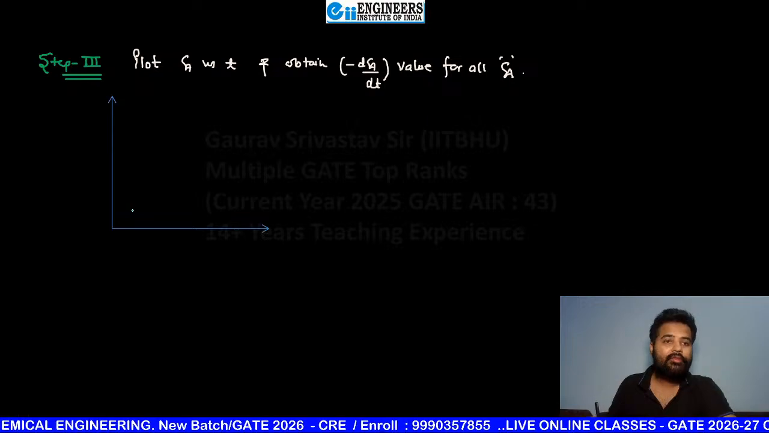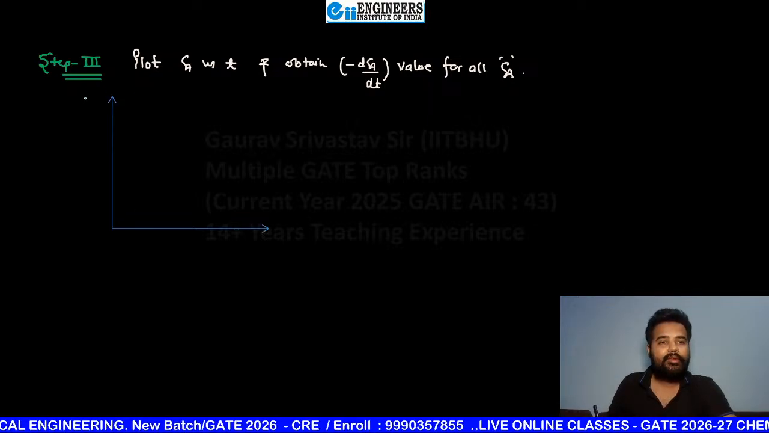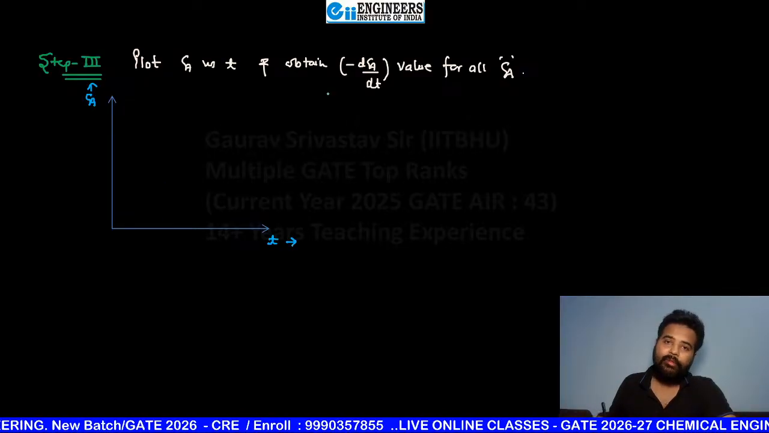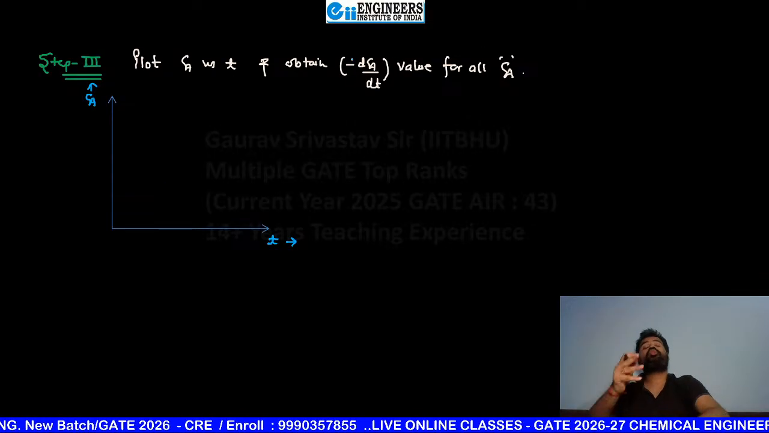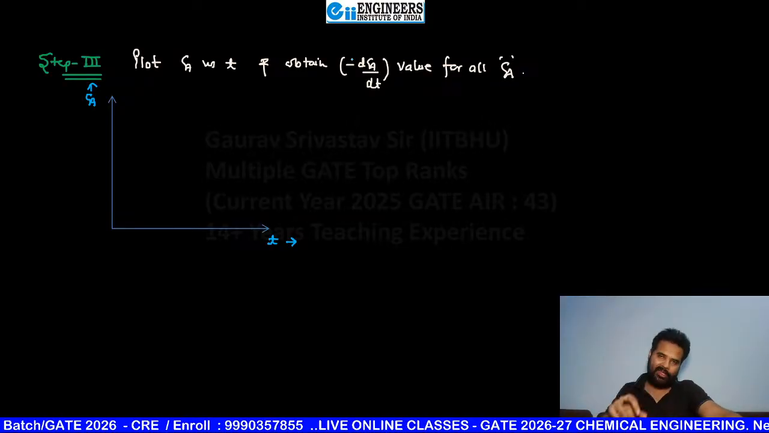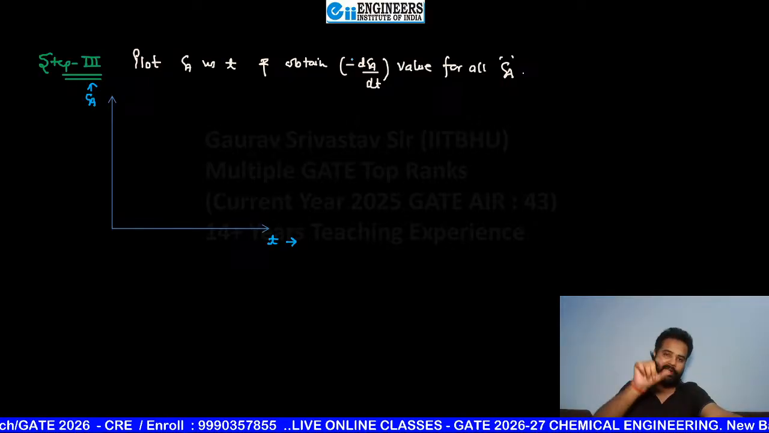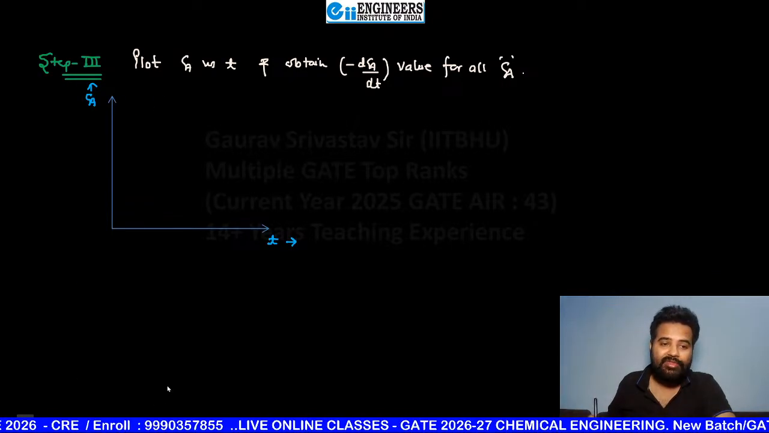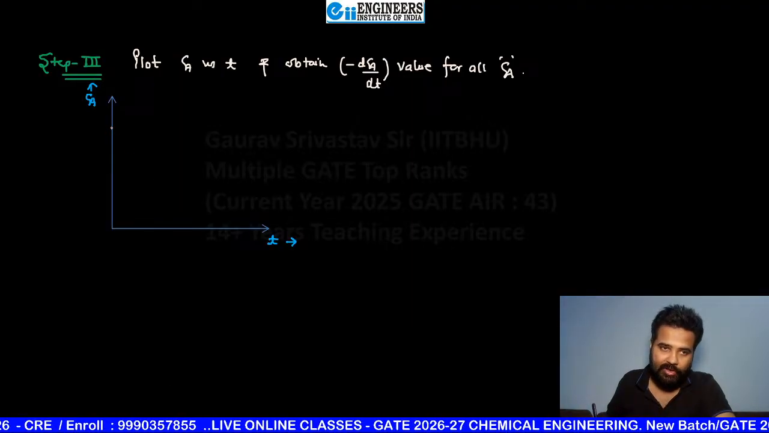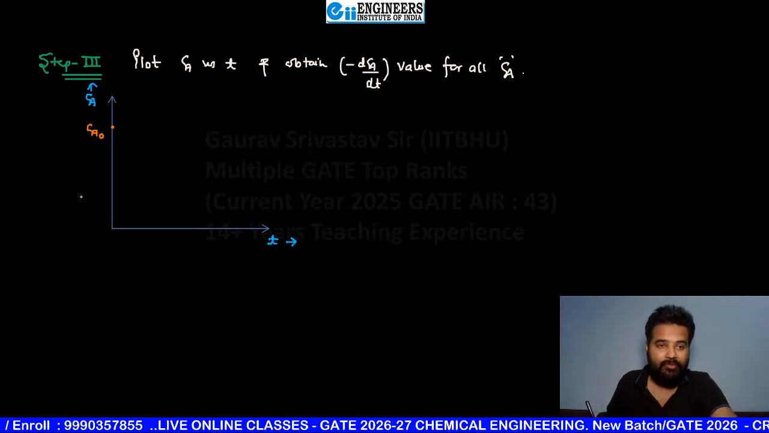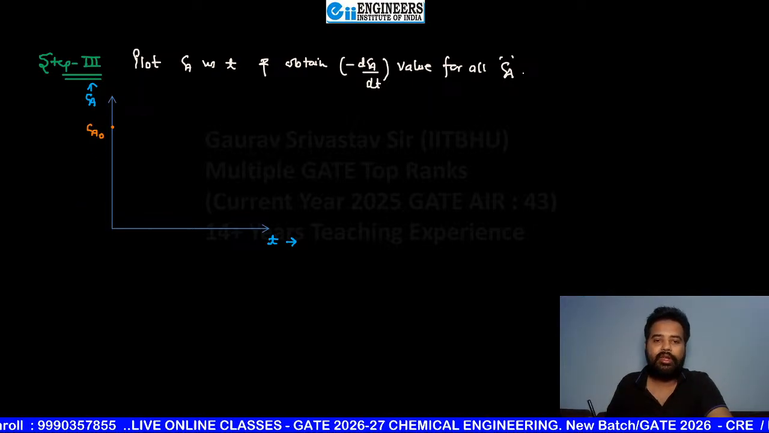So in this graph, this side concentration is available, this side time is available. Why, sir? Because you want to obtain the value of dCA by dt. So CA should be on the y-axis, dy by dx. Clearly the graph will start from concentration CA naught, the initial concentration.